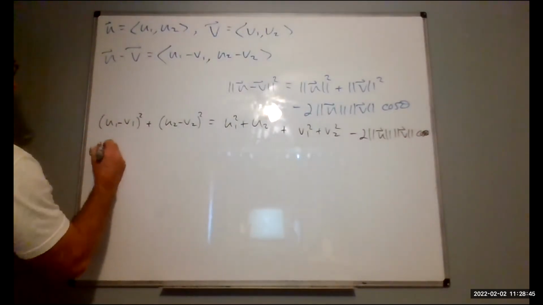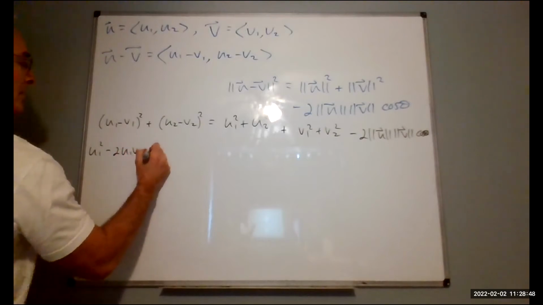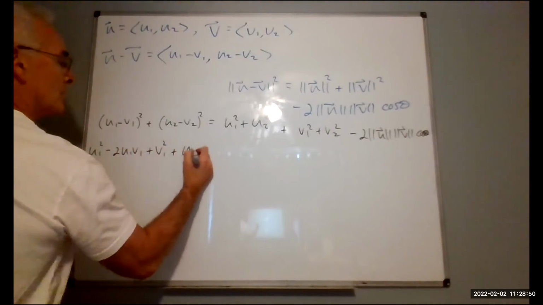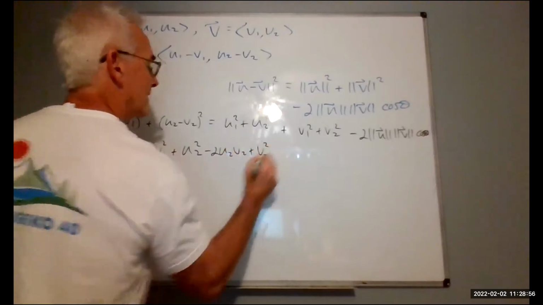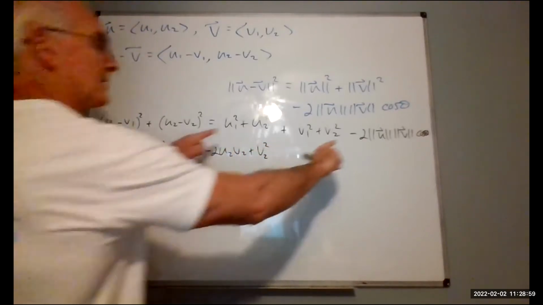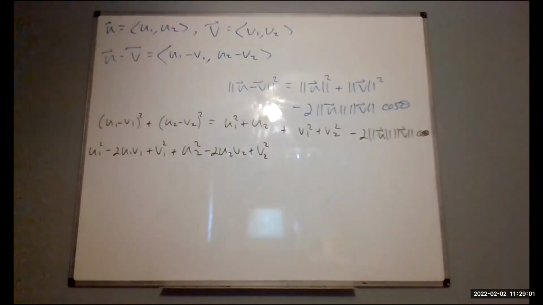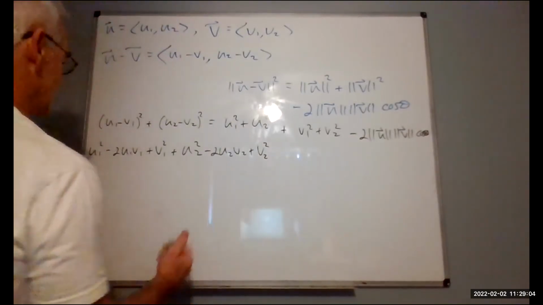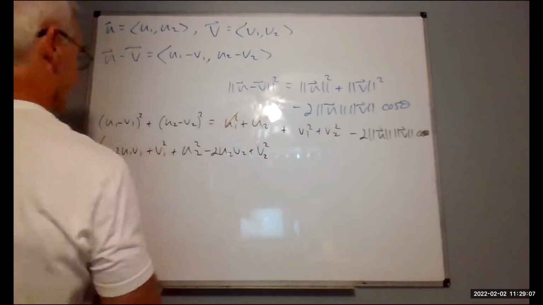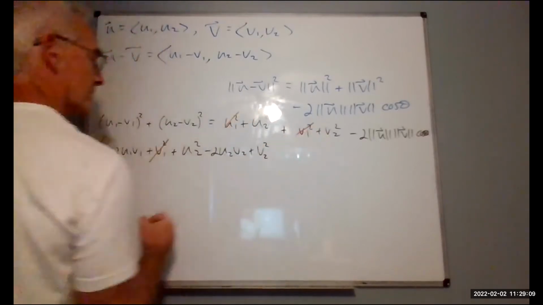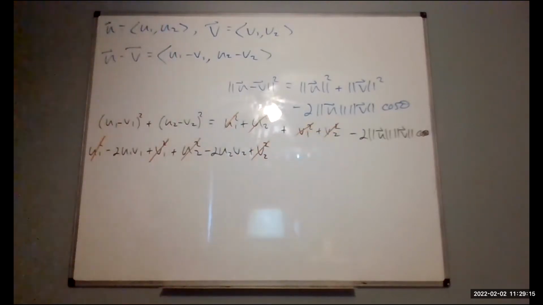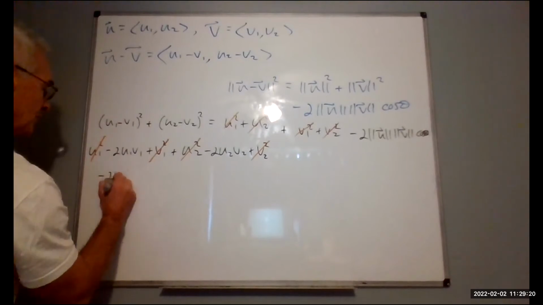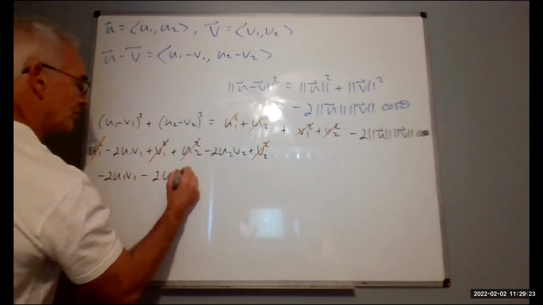Okay, well, look on the left side, look what we have. We'd have u1 squared minus 2u1 v1 plus v1 squared plus u2 squared minus 2u2 v2 plus v2 squared. This is the left-hand side of the equal sign. This is the right-hand side of the equal sign. And you notice you see some of the same terms. So let's cancel them.